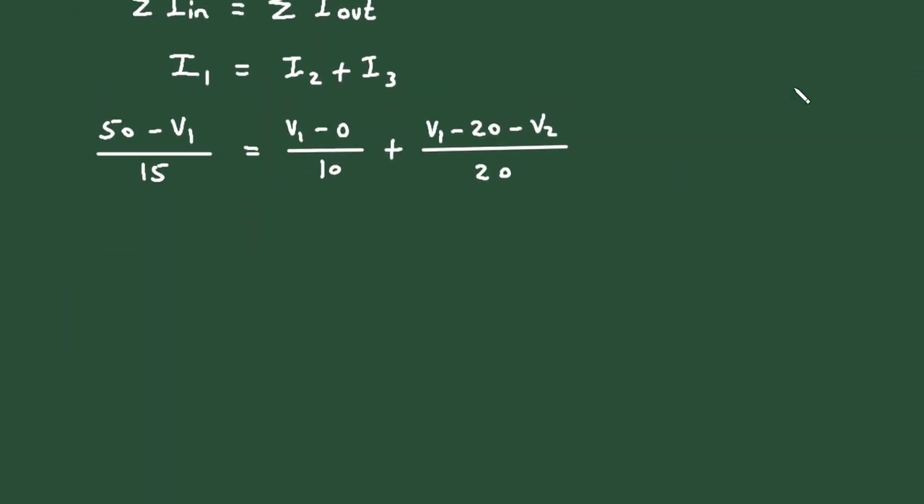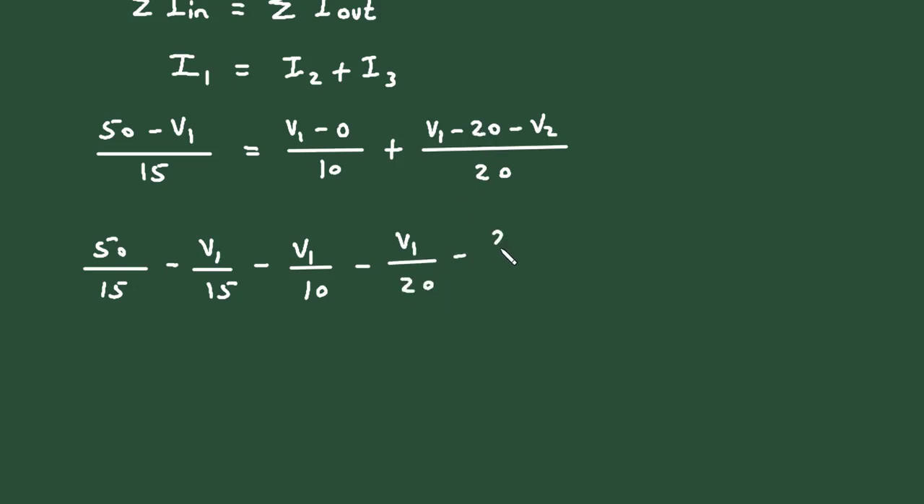Now next, let's simplify this. So it will be 50 divided by 15, minus V1 divided by 15. Then if we take this on left side, so it will be minus V1 by 10. Then it will be again minus V1 by 20. Then minus 20 divided by 20. This will be plus if we take this on left side. And this will be again plus V2 divided by 20 is equal to 0.